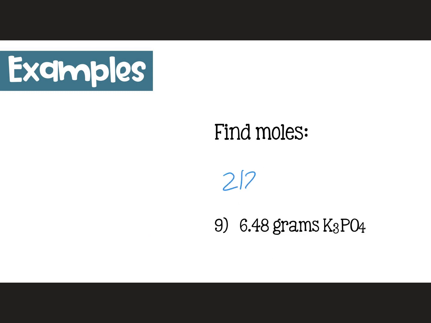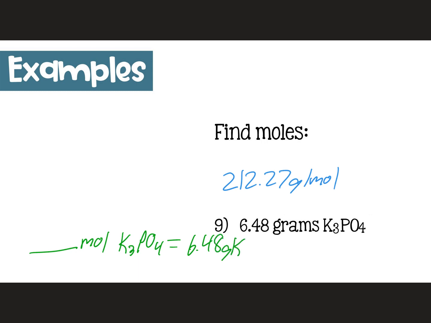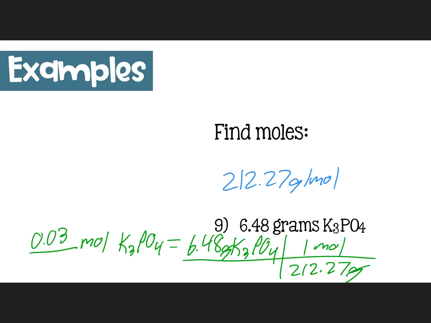In problem 4, we found that the molar mass of potassium phosphate is 212.27 grams per mole. We can use this information to find the moles of potassium phosphate in 6.48 grams. Since we have grams on top, we're going to need to put the grams on bottom and the 1 mole on top. We can then divide 6.48 by 212.27 to get 0.031 moles of potassium phosphate.